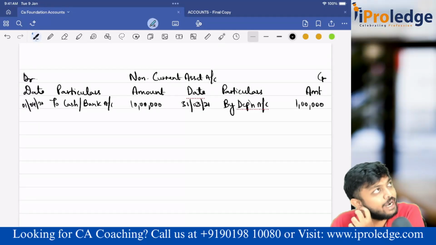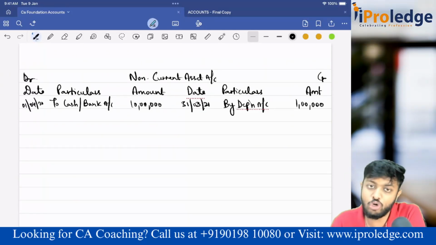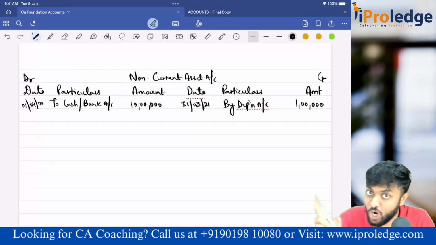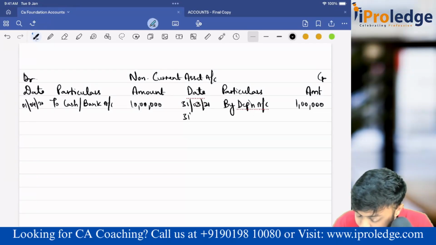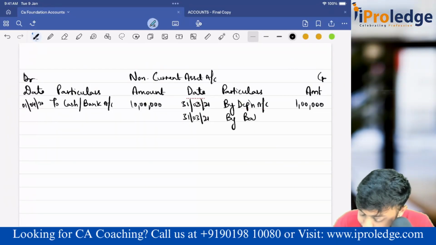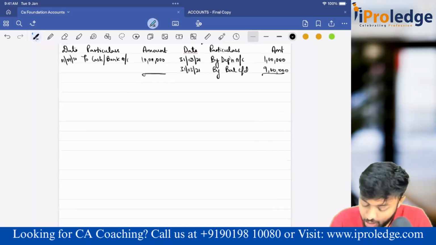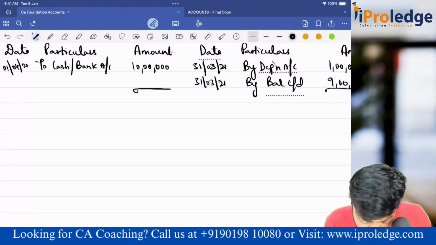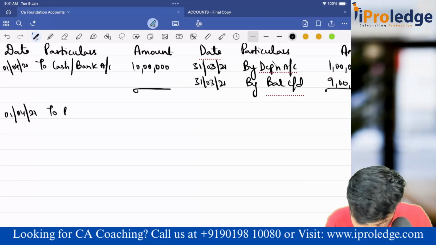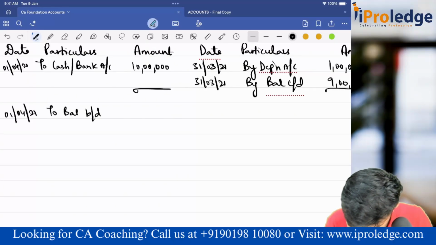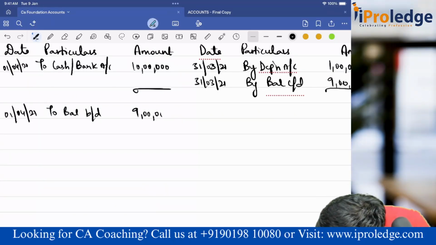So what will I do? Now non-current asset account is an asset account which will go to the balance sheet. So I will balance it off. I will not send it to P&L. So 31/3/21, by balance carried down. It is 9 lakh. So done. Closed with this ledger. Now this balance will be carried forward to the next year. 1/4/21, to balance brought down. It is 9 lakh. Now in this year sale has happened.